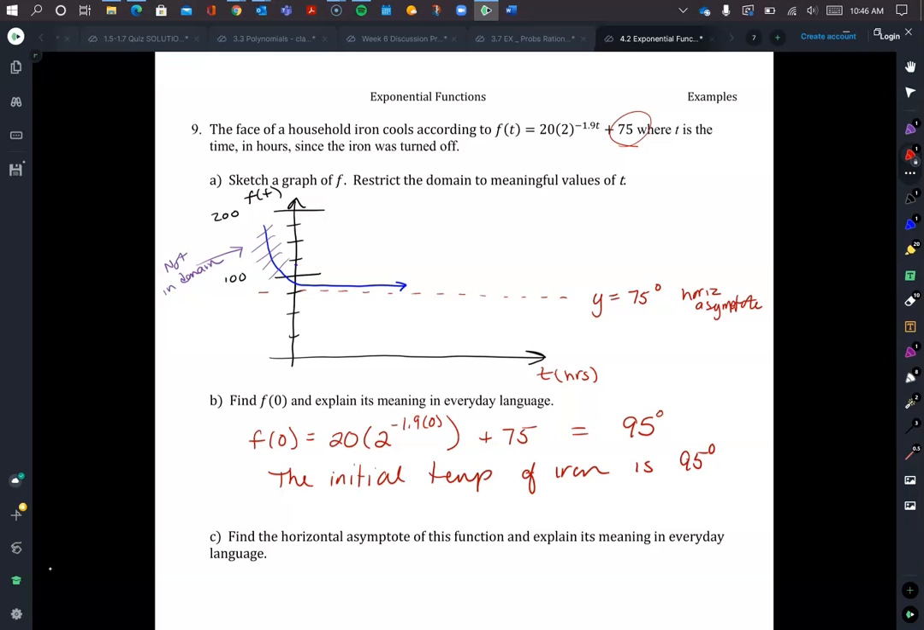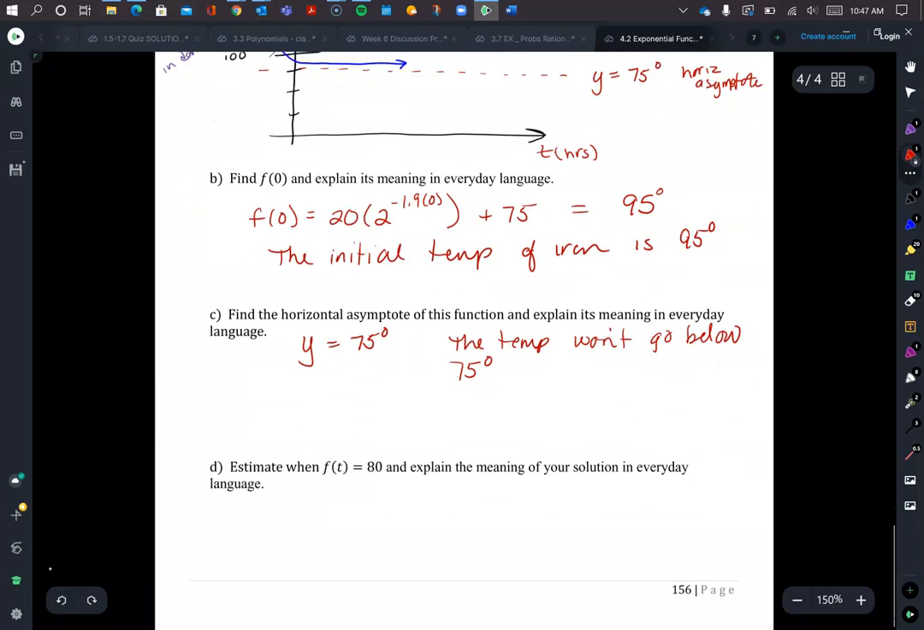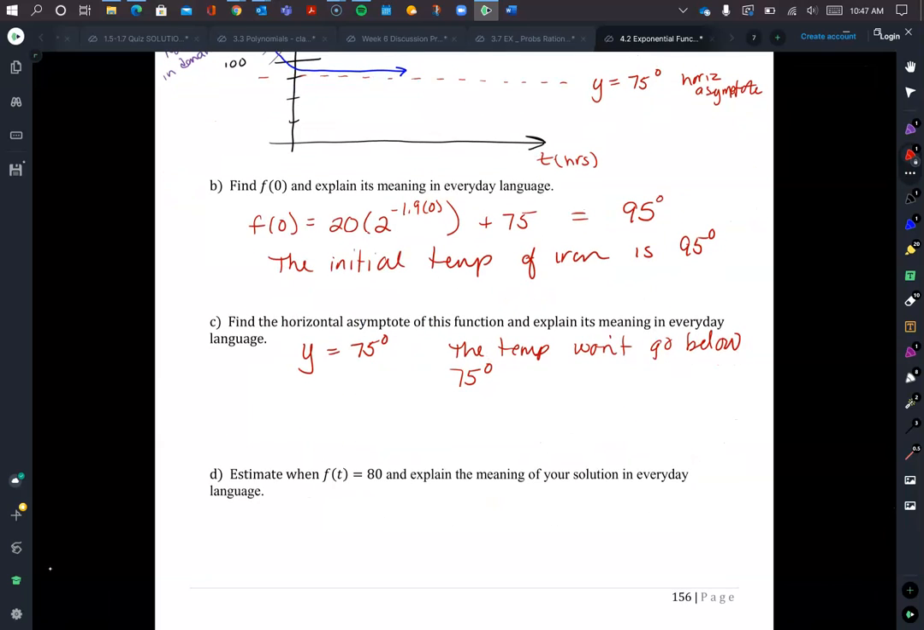For part C, find the horizontal asymptote of this function and explain its meaning in everyday language, which we did for the graphing, so we have that there. So the horizontal asymptote is y equals 75 degrees, and it means that the temp won't go below 75 degrees. It'll approach it. I mean, it would basically be at room temperature after a while.